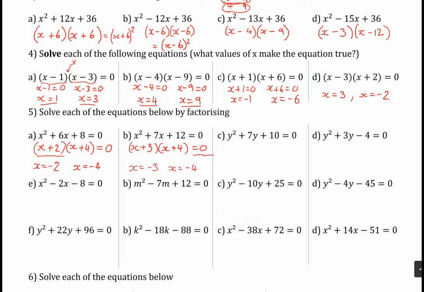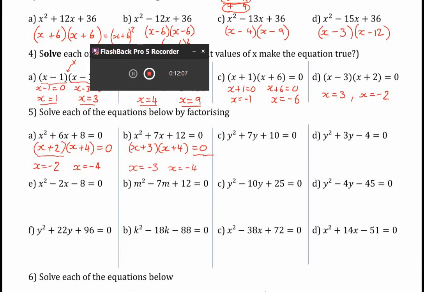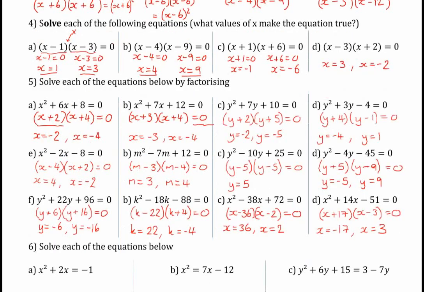Okay, I'm going to pause the video now and complete these. You have a go, pause it here yourself, and then you can check your answers in a second. Okay, there's the answer to question 5.